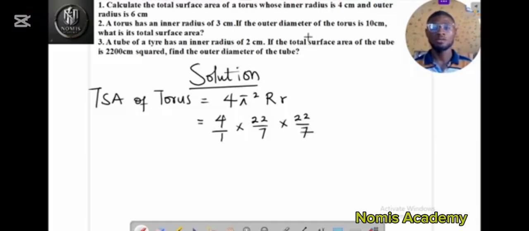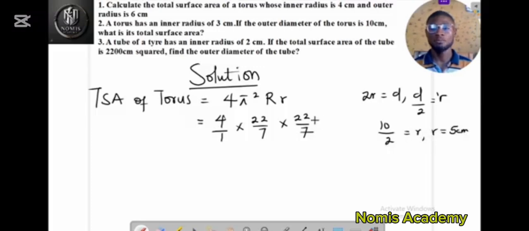So the outer radius is what now? The question says the outer diameter of the torus is 10 centimeters. Having known that 2 radius is equal to diameter, therefore diameter divided by 2 is equal to the radius. Since the diameter is given to be 10 centimeters, I divide 10 centimeters by 2 to have the radius. So the radius there is 5 centimeters.